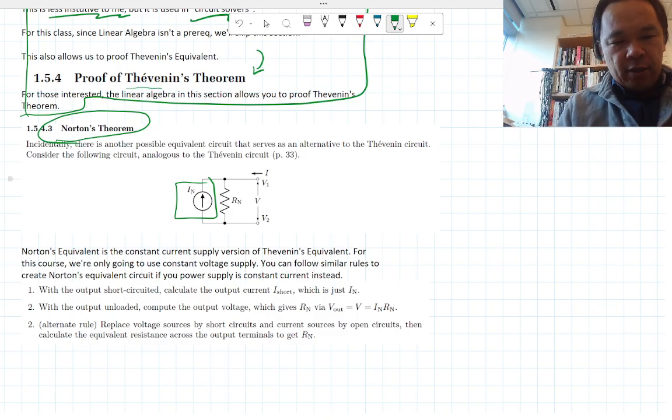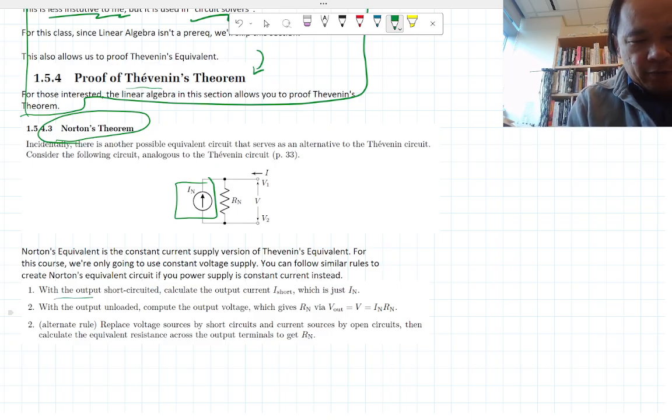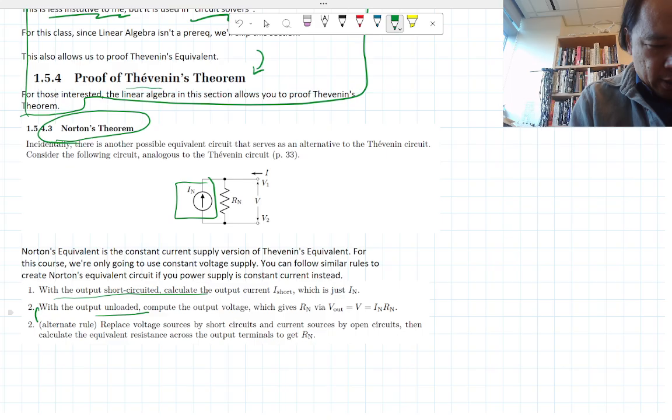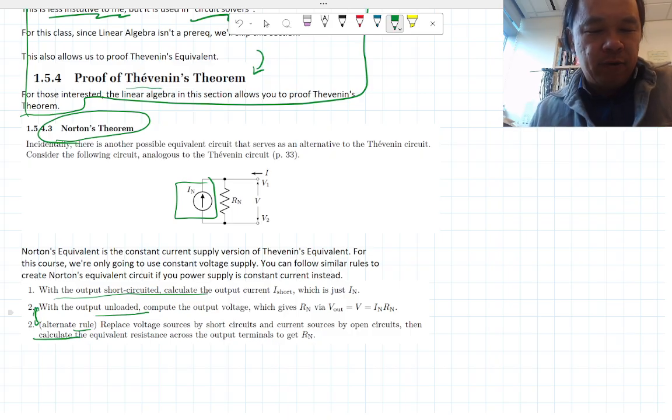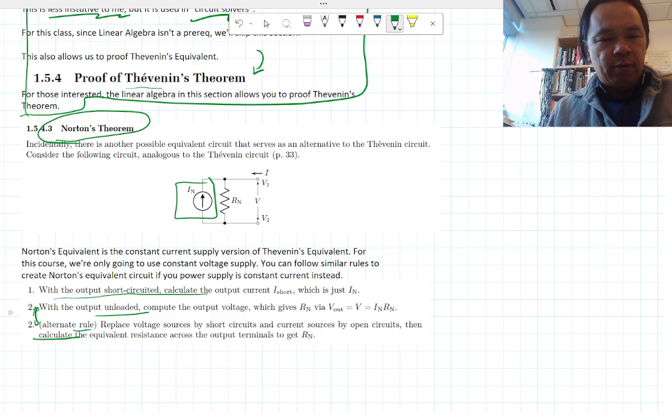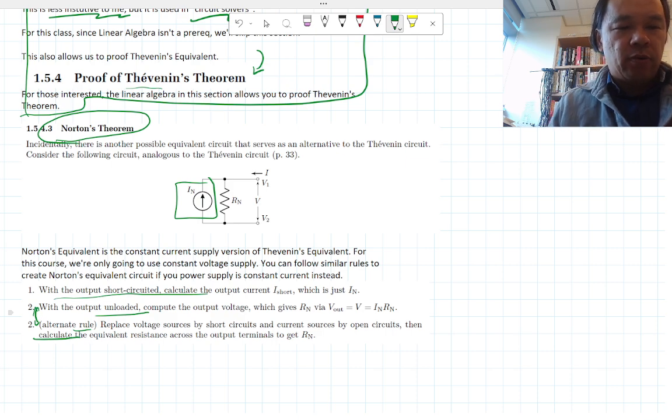But deriving the Norton's equivalent is very similar. You have two rules where you find the short circuit current and then you figure out the output voltage with no load. There's also an alternative rule, just like in the Thevenin's equivalent. I'm not going to assign any problem, but just know that if you ever have to figure out the Norton's equivalent of a circuit, you can follow these rules and find it.